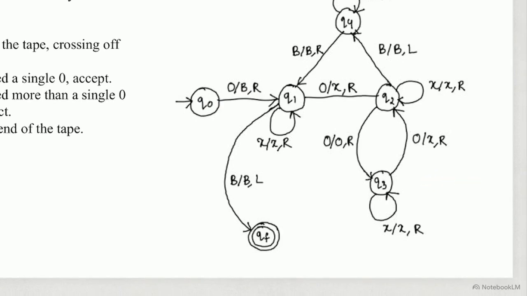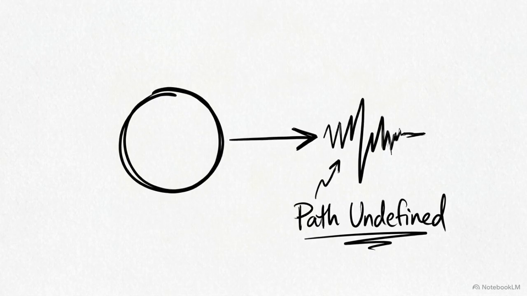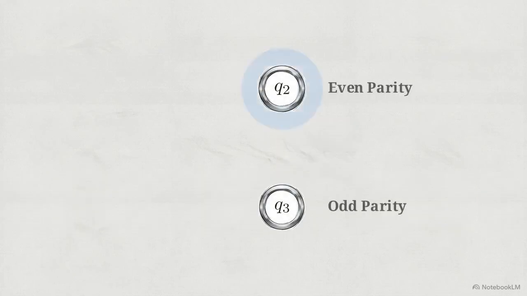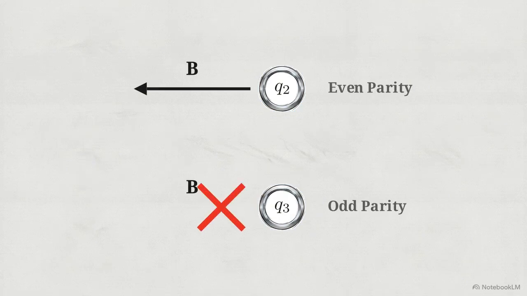If the head hits the blank end, the count was odd. Notice there is no transition arrow at Q3 for a blank. This is a case of implicit rejection. If a Turing machine encounters a symbol and has no defined instruction for what to do next, the machine crashes and halts. Omitting paths for odd parity ensures the machine's physical structure automatically filters out incorrect strings.